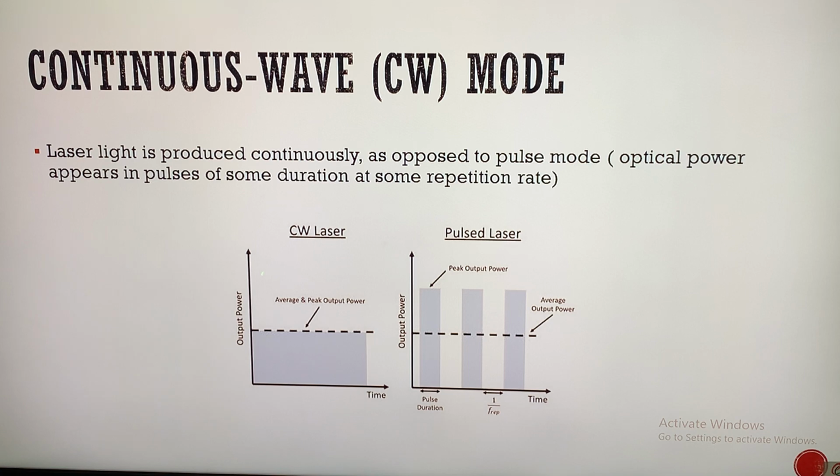Continuous wave mode, when we compare it with pulse laser mode, it has a continuous wave. Continuous laser is produced over a particular period of time, and its peak and average power is the same. But in pulse laser, pulses of laser are produced at short intervals of time, and their average power and peak output power are not the same.